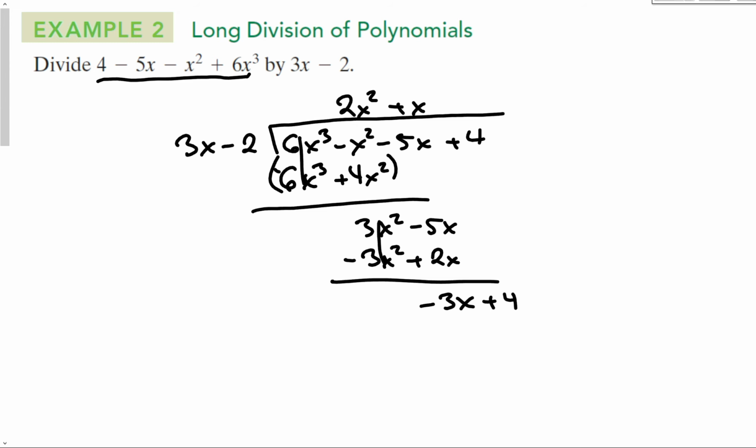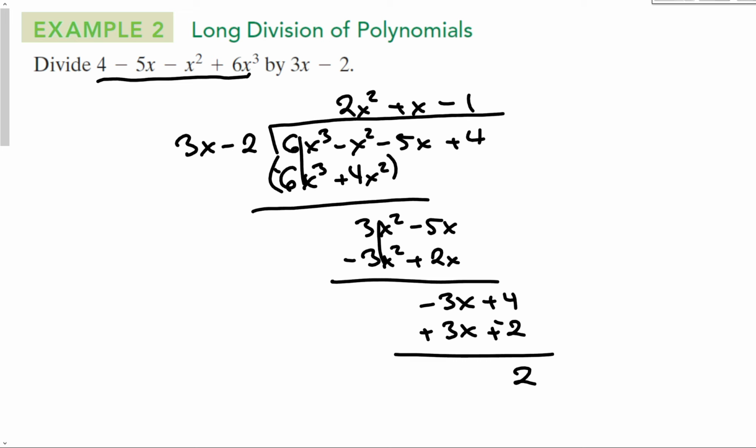So now, when I divide, negative 3x divided by 3x is minus 1, which gives me negative 3x. Minus 1 times minus 2 is plus 2. Subtract, and I get 2. Now, sometimes when we were dealing with long division back in the day, we put a decimal and kept going. We're not going to do that with polynomials. We're just going to leave this as the remainder.